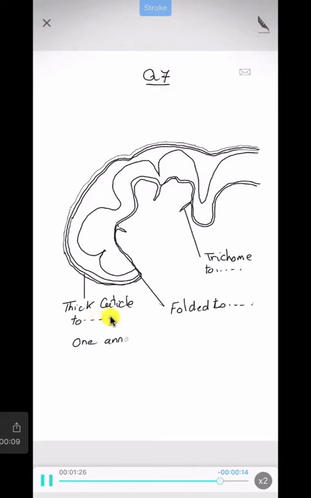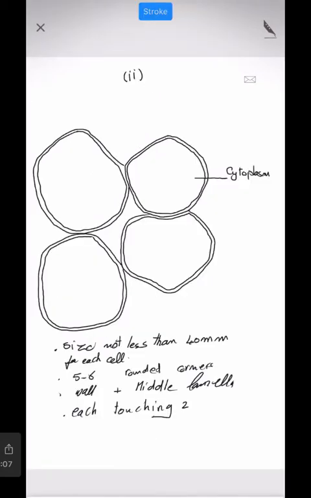Each annotation should be described fully. This is the second part in the same question. He asked you about the detailed drawing for 4 cells under the vascular bundles, and each cell should touch at least 2 other cells. Now we will see how we will draw these cells.